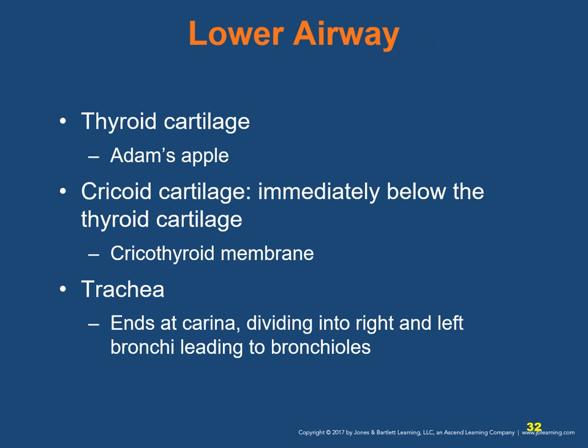You have the cricoid cartilage, which is immediately below the thyroid cartilage. The cricothyroid membrane is between the thyroid and cricoid cartilage. Then you have the trachea, which is below the cricoid cartilage, and the trachea ends at what's called the carina. The carina divides into two tubes, which are the right and left main stem bronchi, where air enters the lungs and branches then into smaller airways.